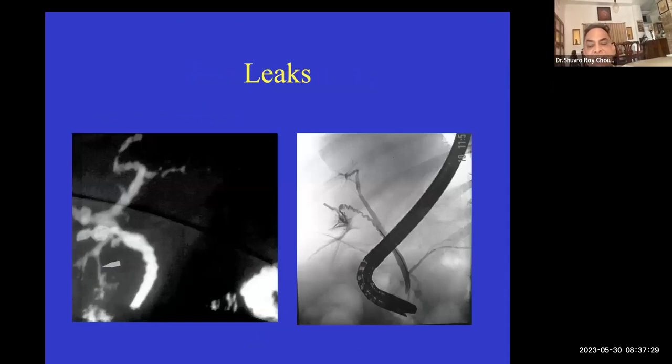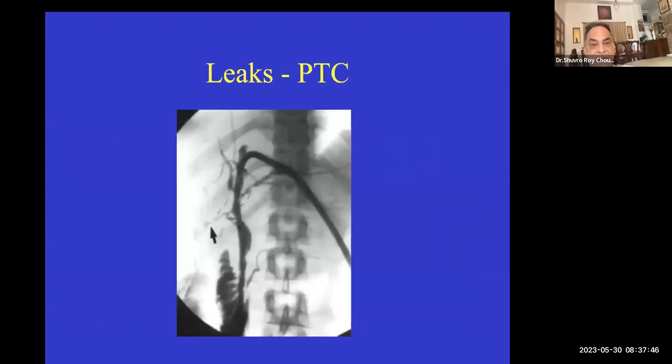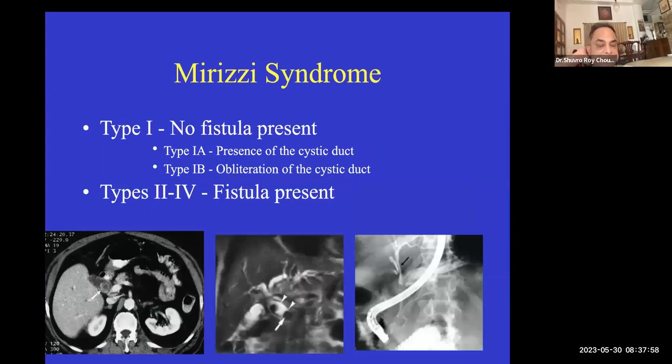And for bile duct leaks, MRCP is a good test. ERCP is a great test for bile duct leak because it is an active injection. And you can see, so this is a cystic duct stump leak. This is also a similar sort of cystic duct stump leak. You can see the fluid around. And of course, you can see with PTC, with exquisite detail, if you can inject down the bile duct.